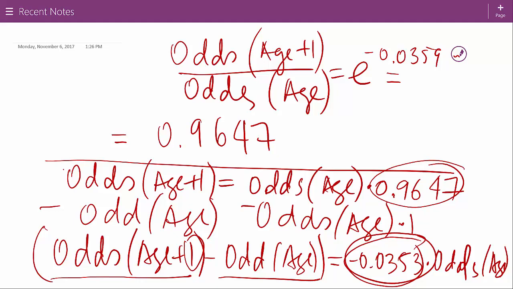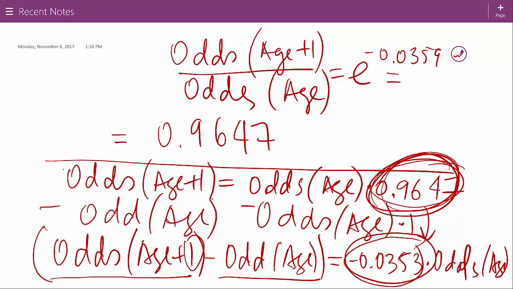Does that make sense? From this number, I deduce that it's the same thing as to say odds are getting reduced by 3.53%. It's the difference between that number and 1. That basically is the amount of change. So income goes up by 1,000, odds are getting higher by 6.2%. Age is going up by 1 year, odds are decreased by 3.53%.